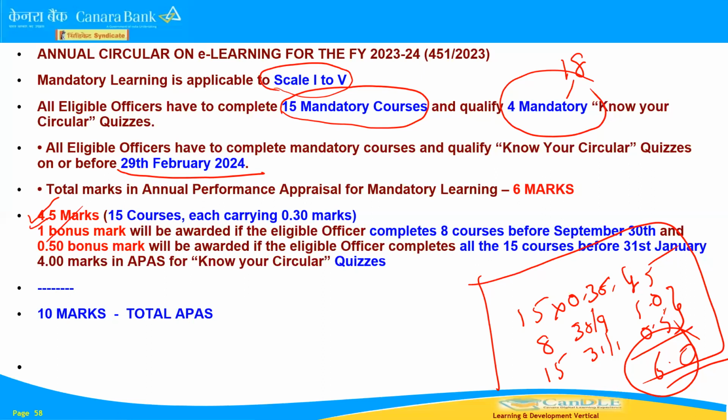The remaining 4 marks are by completing 4 quizzes. They will conduct 18 quizzes. Already the 10th quiz is going on now. Another 8 quizzes are there. If you have not done a single quiz, out of the remaining 8, you have to do 4. By completing those 4, you will get bonus marks, 4 marks. The total will become 10 marks. So candle will attract 10 pass marks.